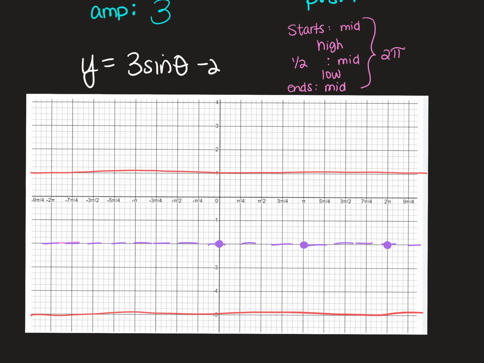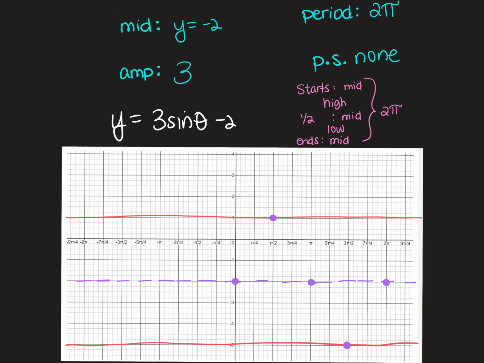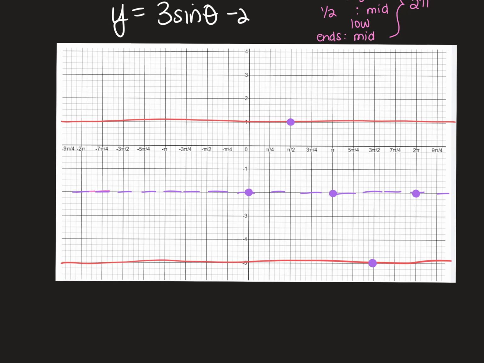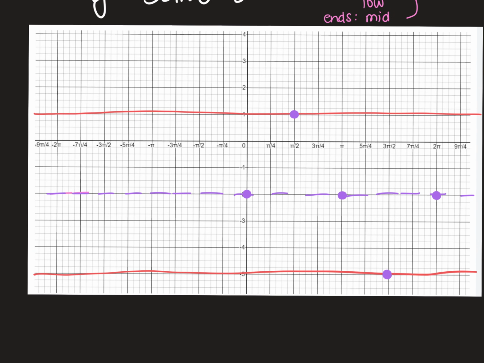From there, I know that from the beginning to the middle of the period, I go up to my highest point, halfway between the beginning and the middle of the period. So that's going to put me up here on my little guideline, right? And then halfway between the middle and end of the period, I'm going to be at my lowest point. That's why I put that little guideline there, just to indicate where that lowest point is going to be. So we end up with 5 key points for our graph that look like this.